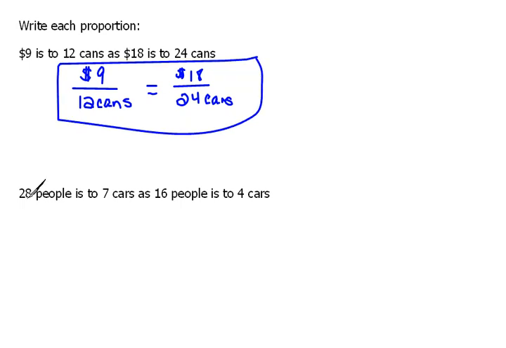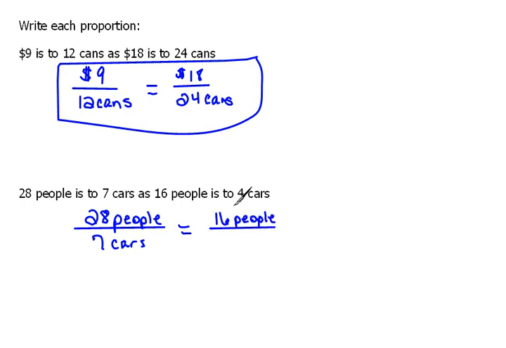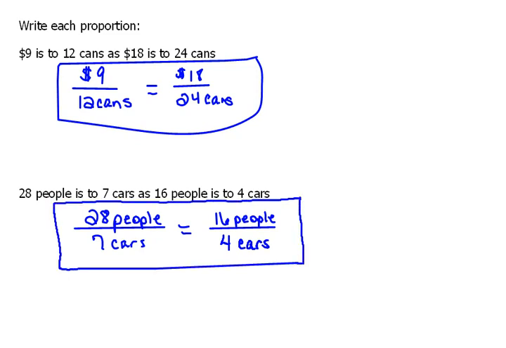Okay, the next one here says 28 people is to 7 cars as 16 people is to 4 cars. Well, if I want to write that as a proportion, I would want to write it exactly as it says. 28 people compared to, or is to, 7 cars, as is our equals, 16 people compared to, or is to, 4 cars. So this is what the proportion would look like, and those things now are equivalent fractions, they are equal.